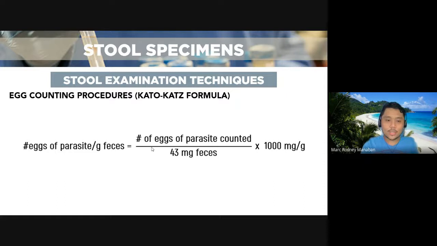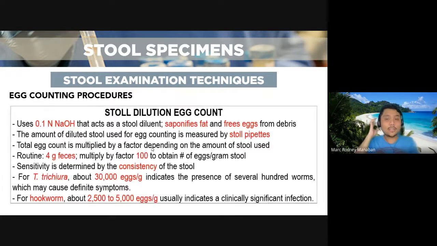So that's for your Kato-Katz. It's among the egg counting procedures, and this is the one that is most commonly or routinely performed. So that's the first method. Next, you have your Stoll dilution egg count. It's still an egg counting procedure, but the difference is you use a diluent in the form of 0.1 normal NaOH, sodium hydroxide. The NaOH is also a clearing agent because it saponifies fat. It dissolves fat and also frees the eggs from the debris, okay?